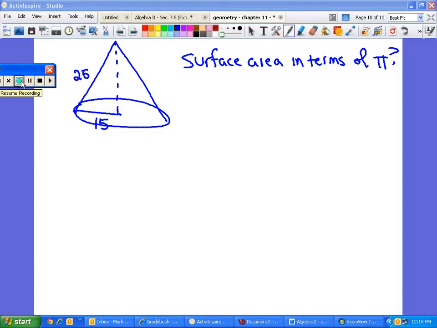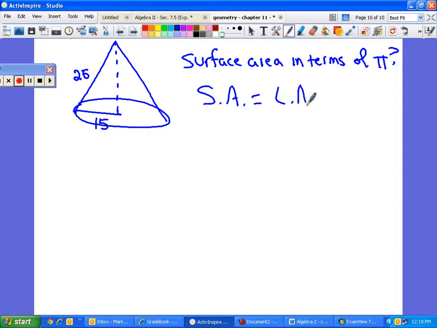How to find the surface area. First thing we want to do, what do you think the first thing we want to do is? Even before we do that, let's write the formula down. The surface area is the lateral area plus the area of the base. So the lateral area is what? What's the formula for the lateral area? Pi RL, and the area of the base? Pi R squared.